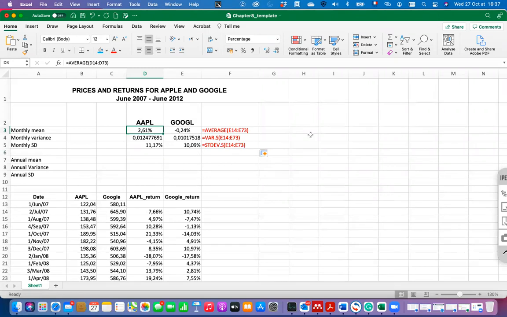Now, second thing, because in finance we always use annual statistics, we have to convert these monthly statistics into annual statistics. Very simple. For the mean, we have the monthly mean, and since we have 12 months per year, we have just to multiply the monthly mean by 12 and we get the annual mean. As simple as that. So we go here for Apple is equal to the monthly mean here multiplied by 12. That's it.